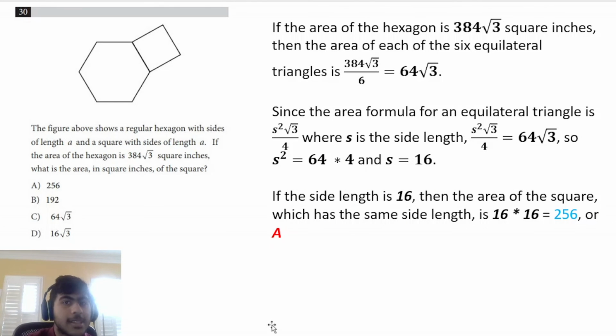We can split this hexagon into 6 separate equilateral triangles, each with side length A. So the area of each of these triangles would be 64 times the square root of 3. And the area formula of an equilateral triangle is s squared times the square root of 3 over 4, where s is the side length. So if s squared root 3 over 4 equals 64 root 3, s squared equals 64 times 4, and s equals 16. So our side length of the hexagon and of the square is 16. So the area of the square is going to be 256 square inches, or answer choice A.